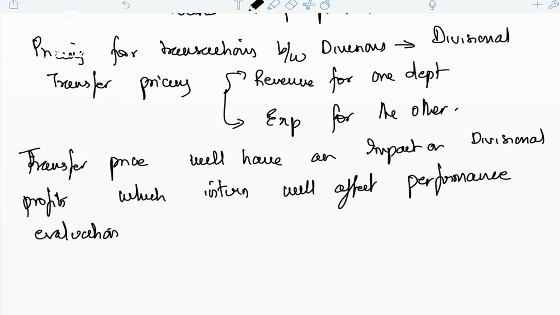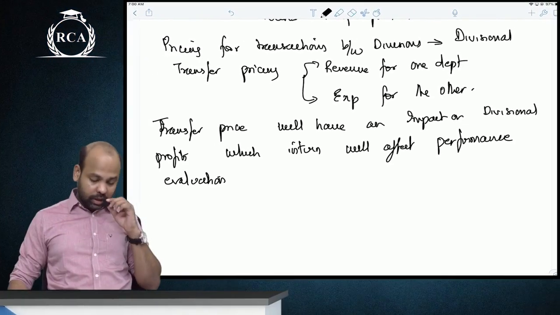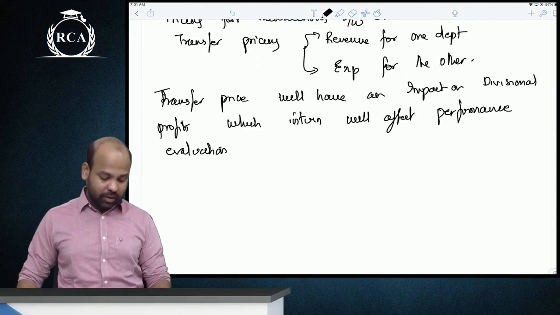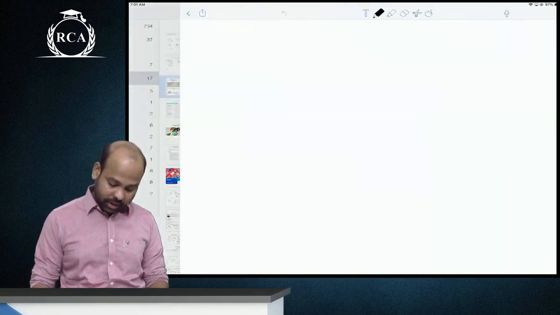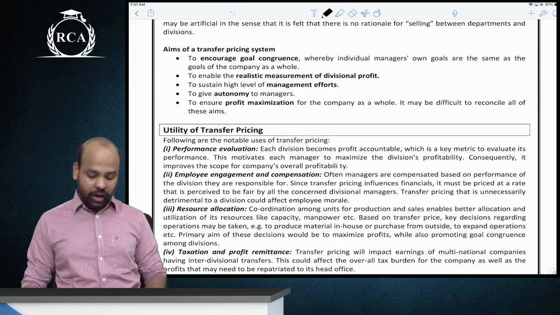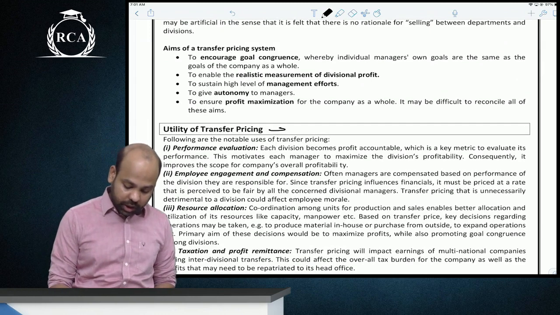Now, I hope you're all done with this. There's something called the aim of a transfer pricing system. Why do you even need a transfer pricing system, and what is the utility of transfer pricing?